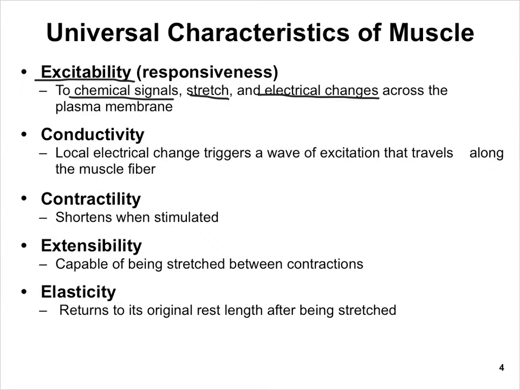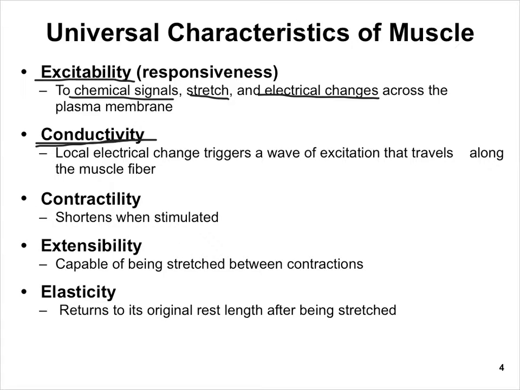All muscles are also conductive. Muscles and nerves are both conductive, which means that a local electric field change will trigger a wave of electrical excitation that travels along the muscle fiber or muscle cell in this case. And when we talk about this wave of excitation, what we're talking about is a change in the electromagnetic field. The polarization, which side of the membrane is positive and which side of the membrane is negative.